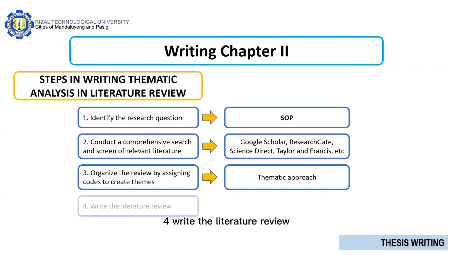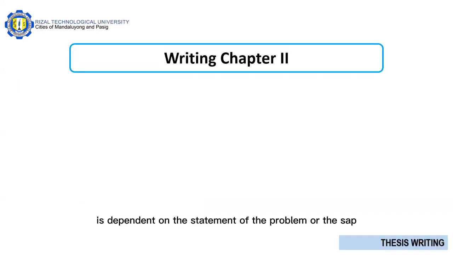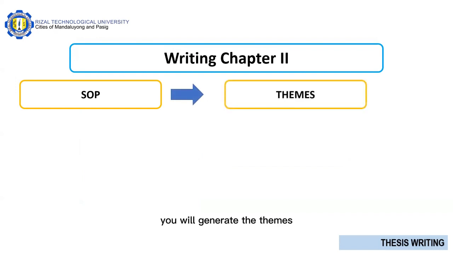4. Write the literature review. Make sure to use direct and concise language when writing your literature review. Give a brief summary of the research and focus on the most important findings and conclusions. Make sure you list the sources for all the studies you've mentioned. Example writing. The RRL is dependent on the statement of the problem, or the SOP. The RRL depends on the themes of your SOP. From the SOP, you will generate the themes.